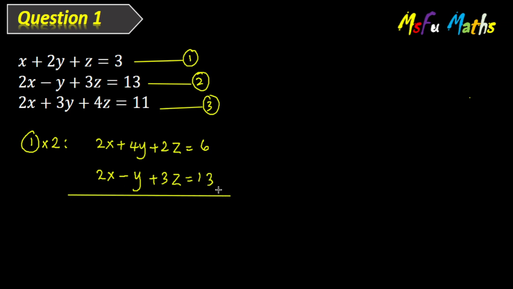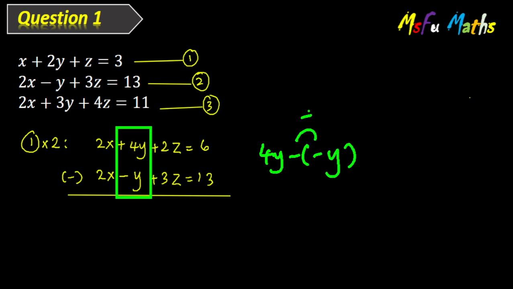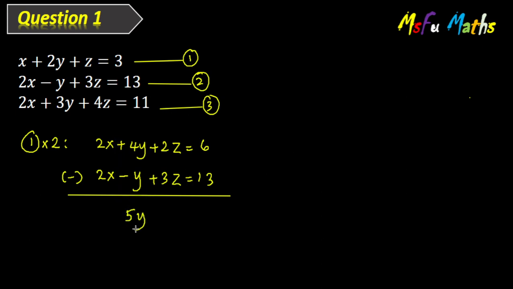So we subtract. What do we get here? 2x minus 2x is 0. Good, that is what we want. Remember, we want to eliminate x here. Then the second one is 4y minus negative y. Negative negative is positive, so 4y plus y is 5y. For this column, 2z minus 3z is negative 1z, so I will just write negative z here. And then 6 minus 13 is negative 7.